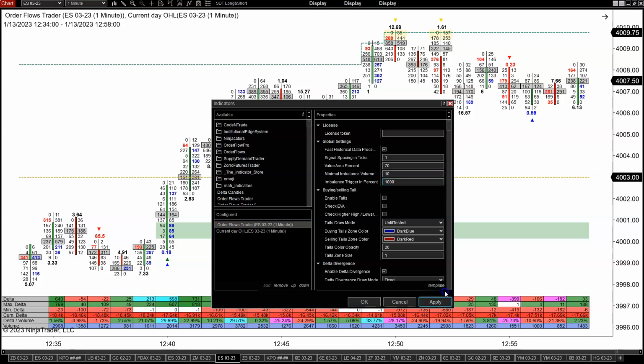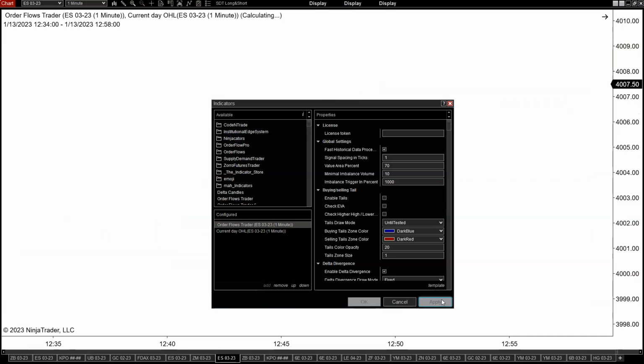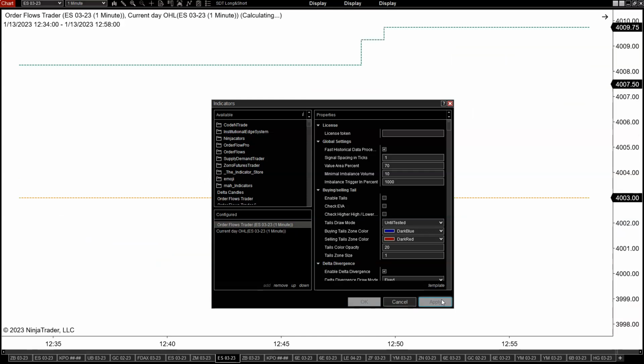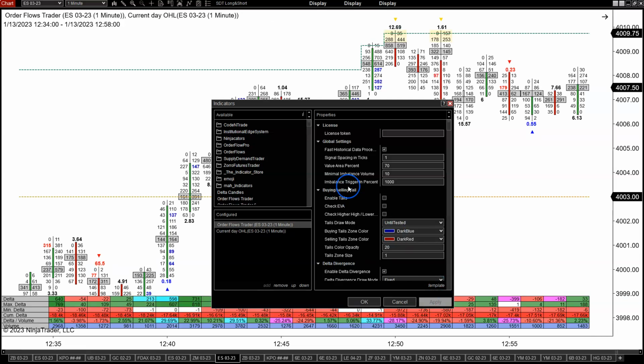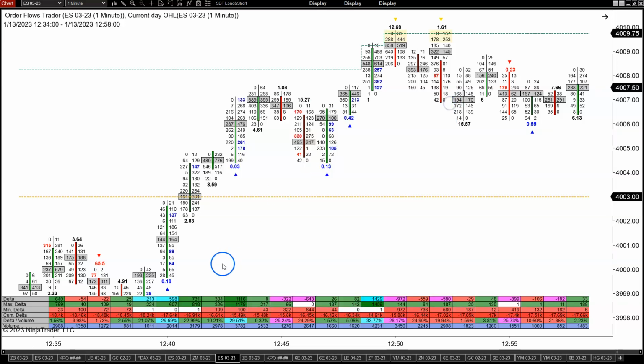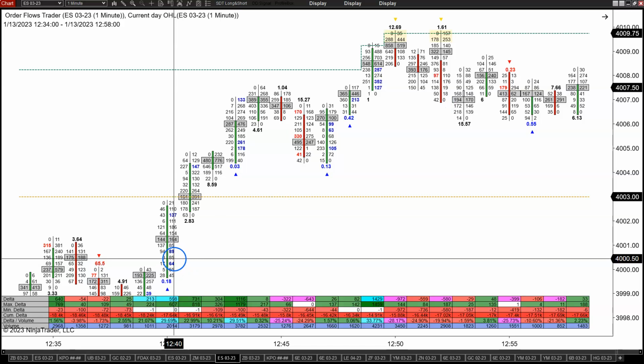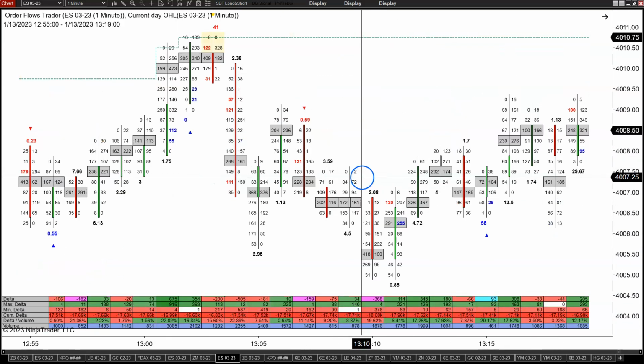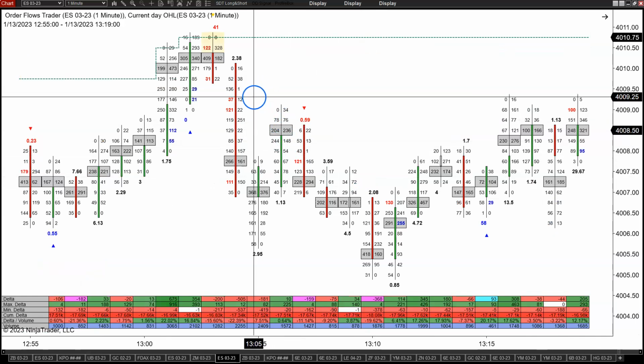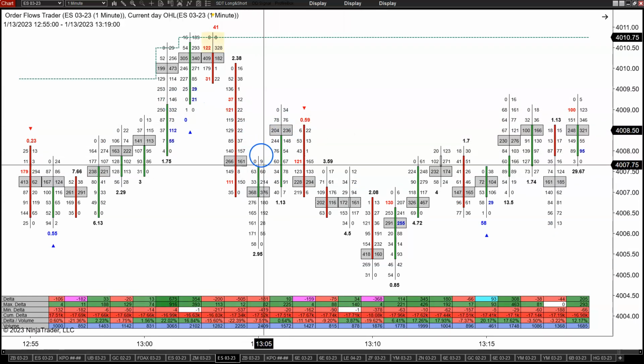Now, one of the other things to keep in mind is, the higher that you go in your imbalance percentage or imbalance ratio, generally the fewer imbalances you're going to see. And especially if you're looking at stacked imbalances, you're going to see even fewer of them. So here I have changed it to an imbalance trigger in percent of 10-to-1, which is 1,000%. And you can see that stacked buying imbalance that we had earlier is no longer there. The stacked selling imbalance is no longer there, but you are seeing buying imbalances and selling imbalances.